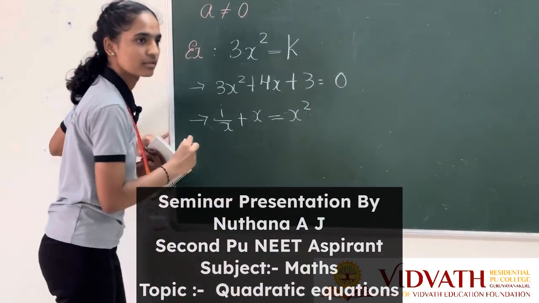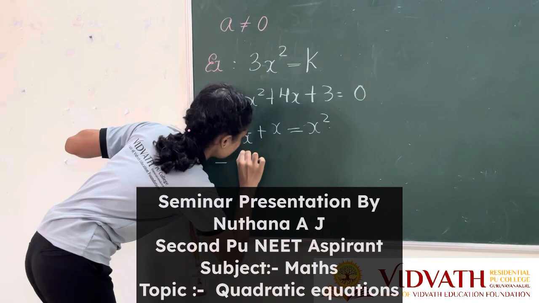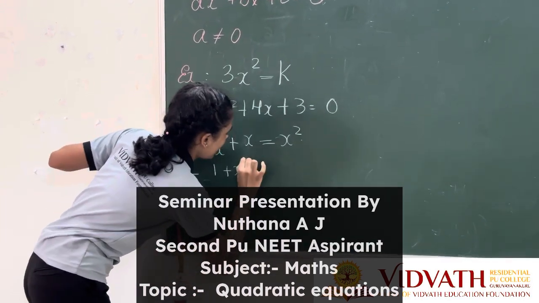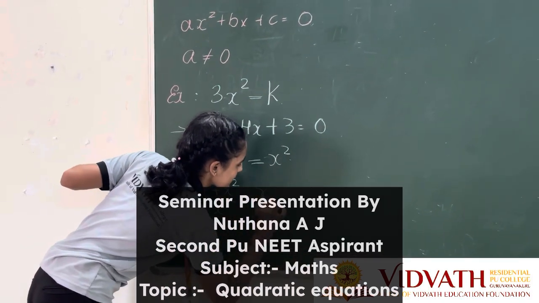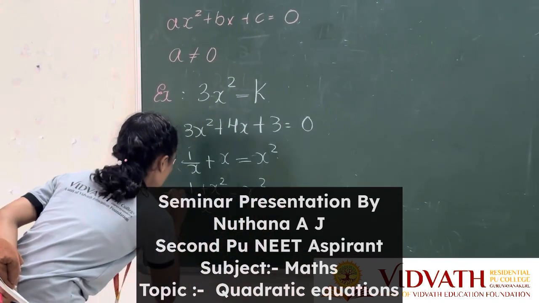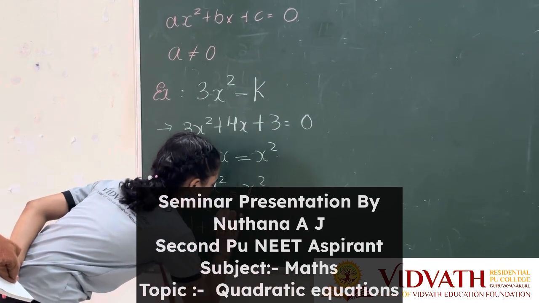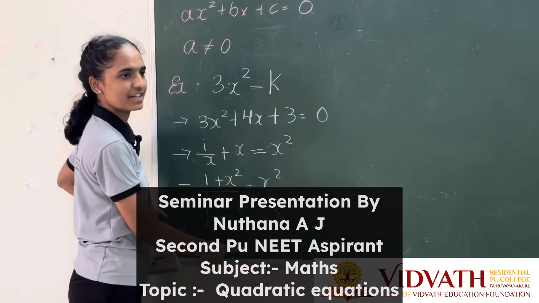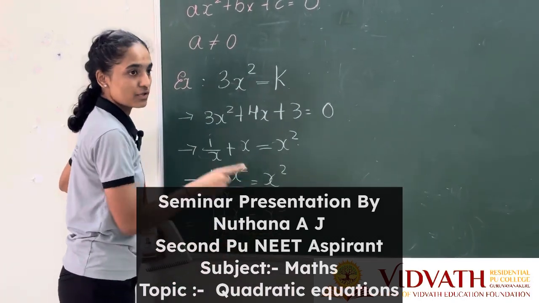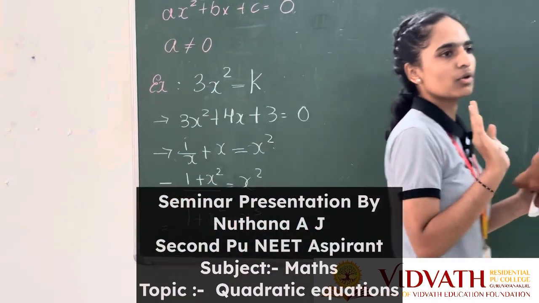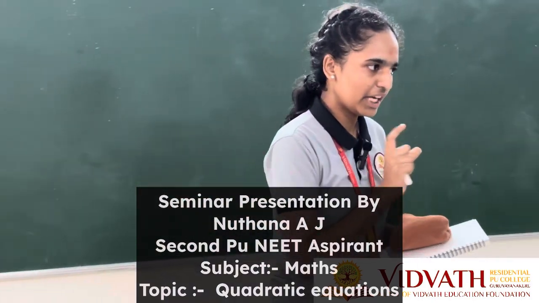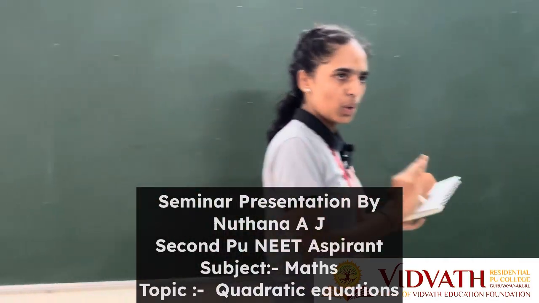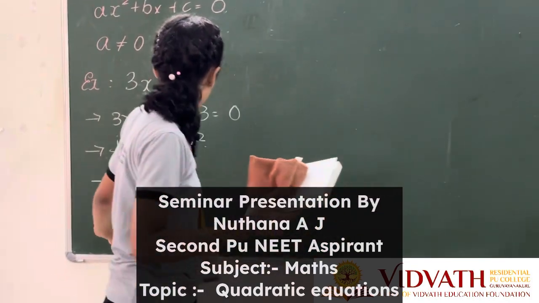Come, simplify it. One plus x square divided by x is equals to x square. 1 plus x square is equals to x cube. See, this is not a quadratic equation. Instead, this is a cubic equation. So, by seeing an equation, you can't say that it is a quadratic equation. You should simplify further to get to know whether it is a quadratic equation or not.